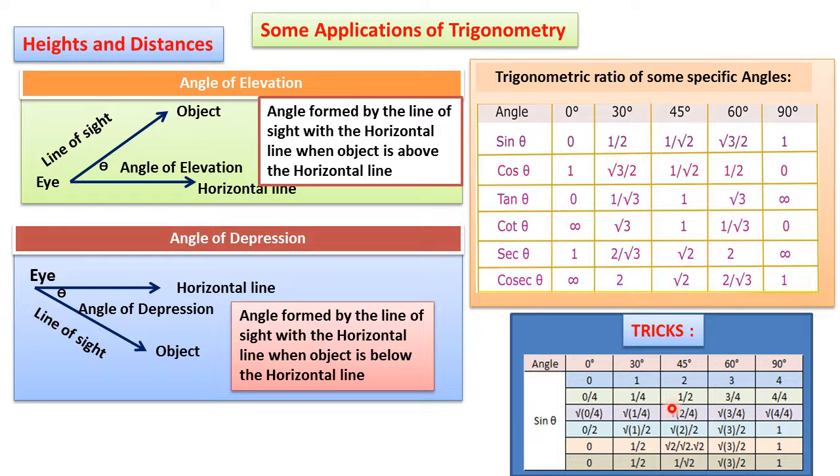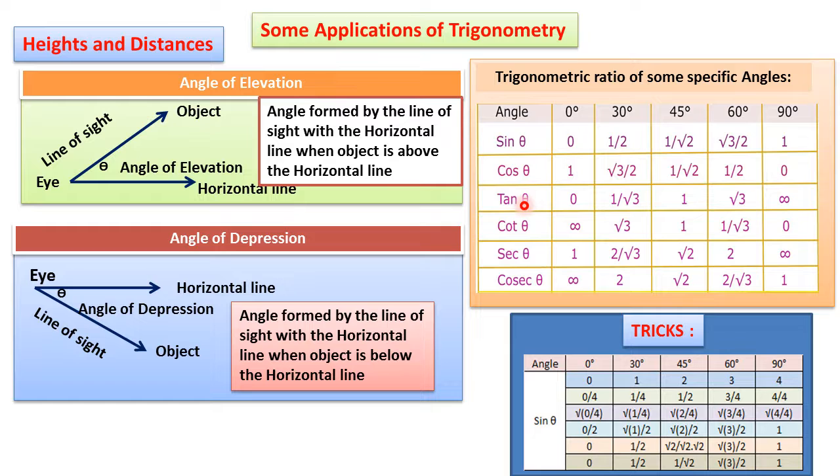To find the sine of 90 degree, the square root of 4 by 4 is 1. So that is the value here. Once I know the value of sine of all these angles, that is 0, 1 by 2, 1 by root 2, root 3 by 2 and 1, the next values can be found out. For example, the value of cos is just the value of sine written in reverse order. So 1 comes here, root 3 by 2, 1 by root 2, 1 by 2 and 0.